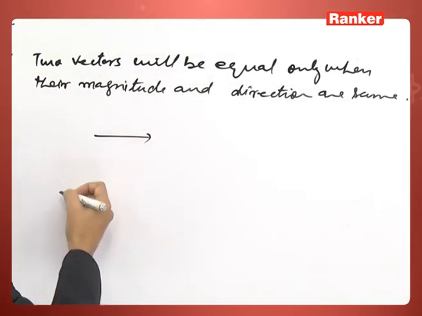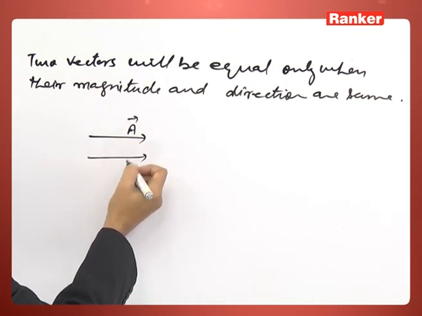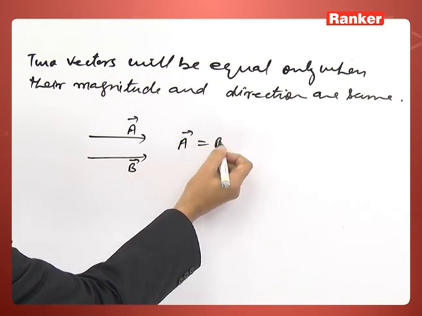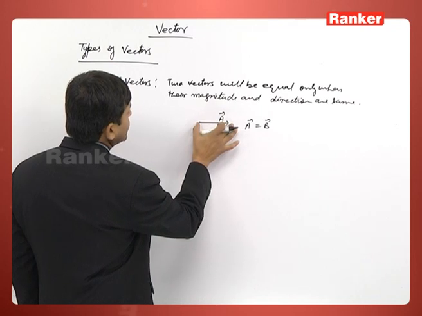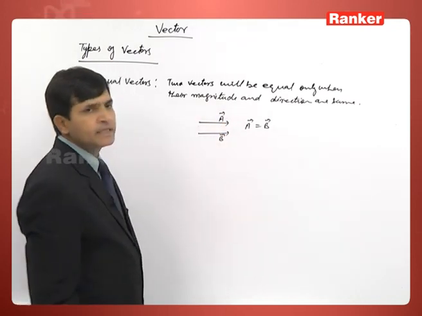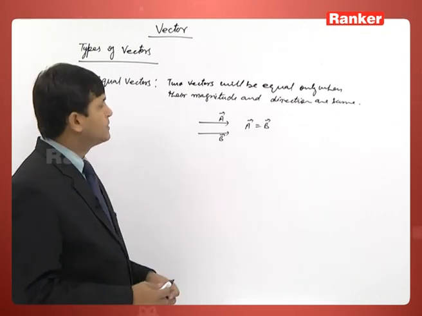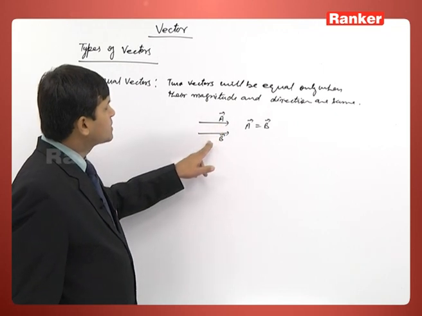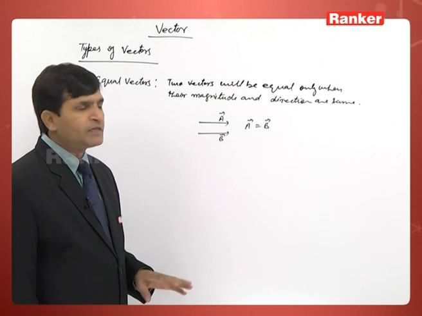let this be vector A, let this be vector B. A must be equal to B when the length of the arrow is the same, and those two should represent the same physical quantity. It does not mean that if their magnitude is the same but they represent different physical quantities, then they can be said to be the same vector.